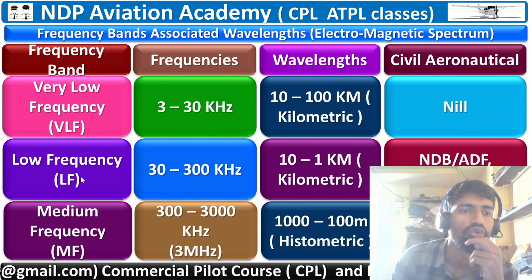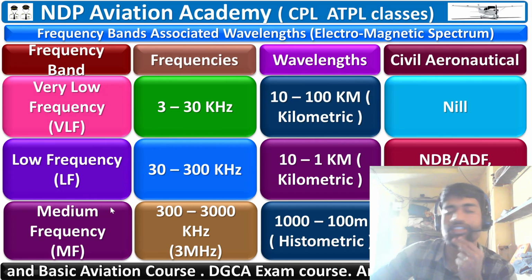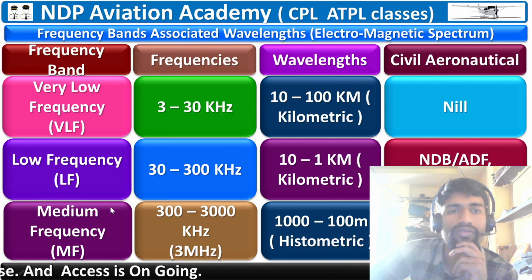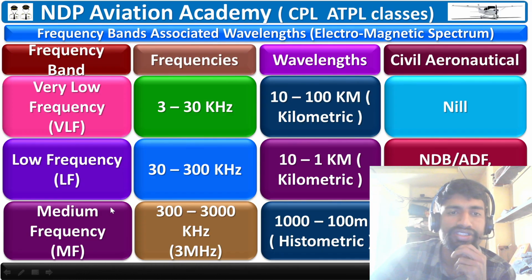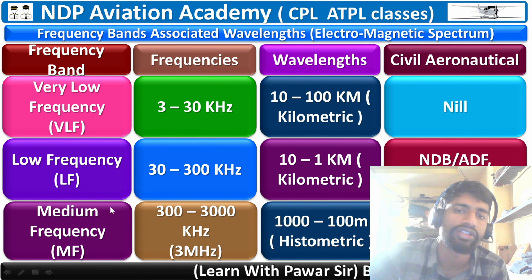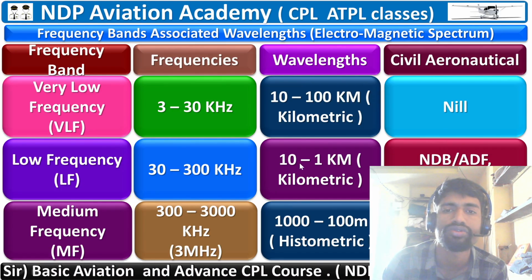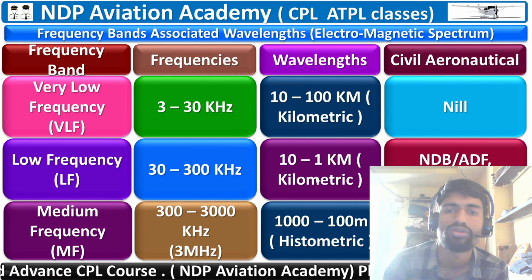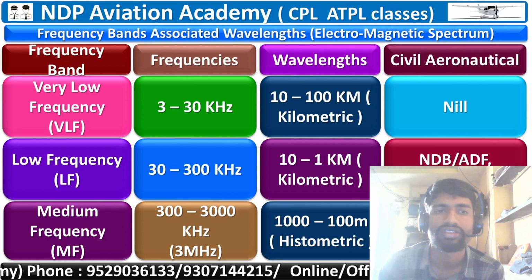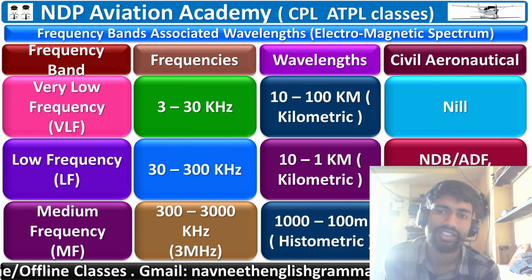Then next, low frequency, you can call it LF. LF is the low frequency and starts from 30 to 300 kilohertz. And how much wavelength? 10 to 1 kilometer, kilometric area it covers the distance, and in aviation we use this frequency LF for the NDB and ADF.